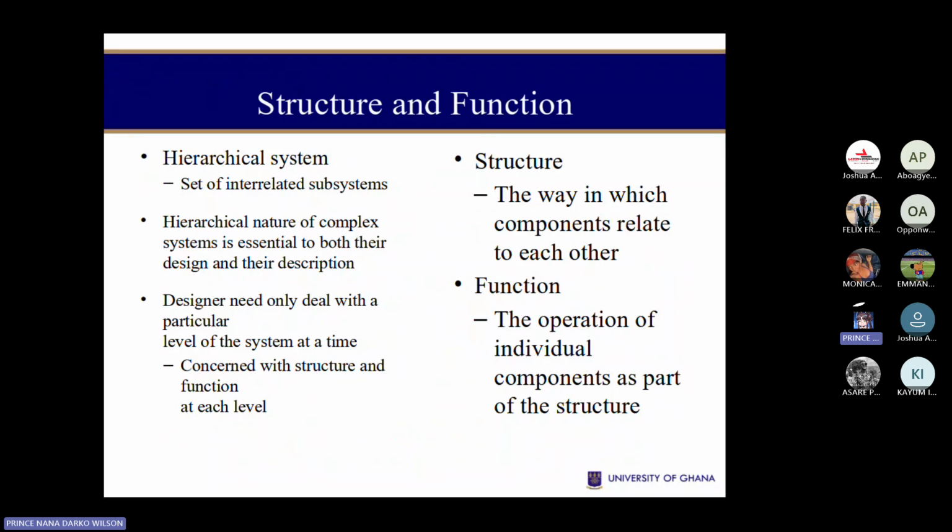So then there is the hierarchical system, and it's a set of interrelated subsystems. So there is a main system, and then there are smaller systems that work towards that main system, that is, subsystems. The hierarchical nature of complex systems is essential to both their design and their description. The designer needs only deal with a particular level of the system at a time. So it's in a hierarchy. You address a particular region of the system at a time. And then it's concerned with structure and then function at each level.